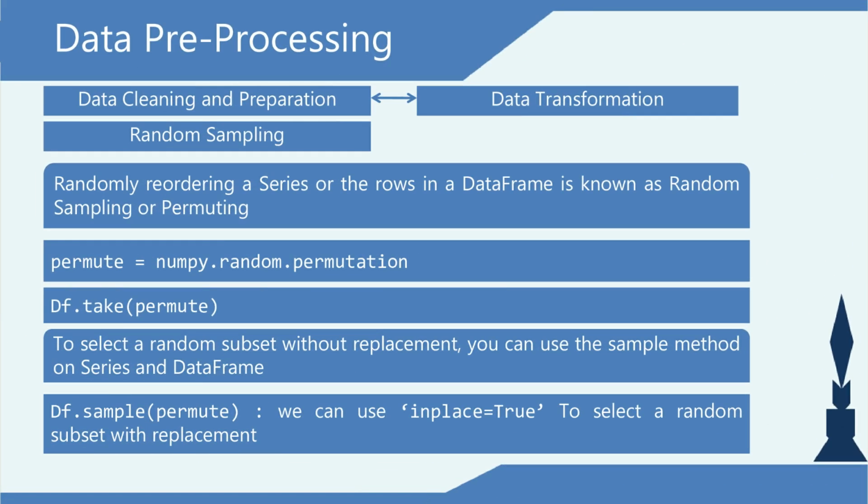Sometimes it is necessary to randomly select the rows or columns of a data frame object. We can do so by randomly reordering a series or rows in the data frame. This is referred to as permuting or random sampling. Calling NumPy's permutation method with the length of the axis we want to permute produces an array of integers indicating the new ordering. To select a random subset without replacement, we can use the sample method on series and data frame.